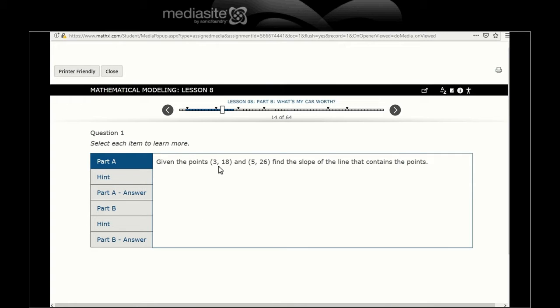Given the points x equals 3, y equals 18, and x equals 5, y equals 26, find the slope of the line that contains the points. I'm going to make this one point 1 and this one point 2. By definition, m is y2 minus y1 over x2 minus x1. My y2 is 26, my y1 is 18, x2 is 5, and x1 is 3.